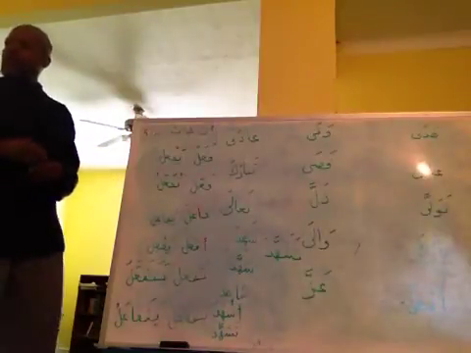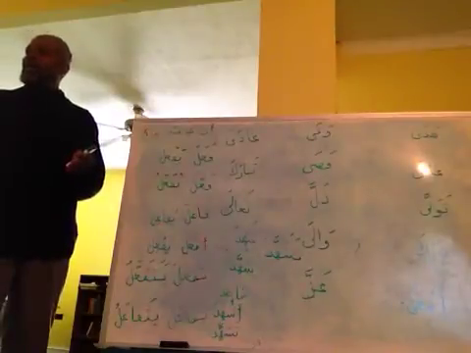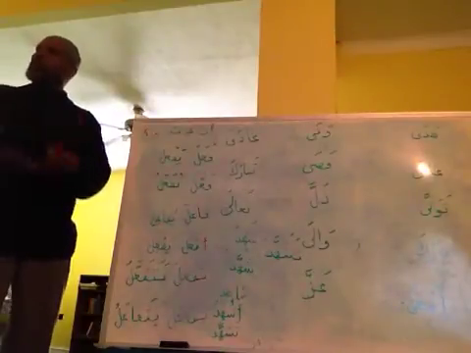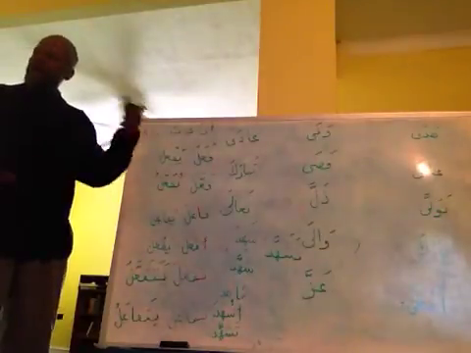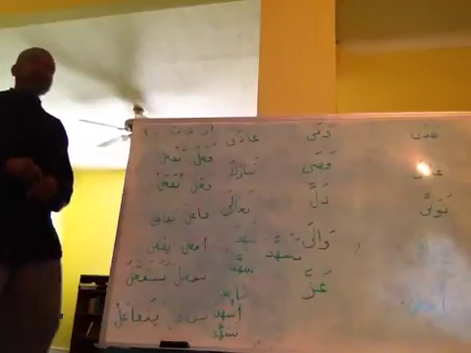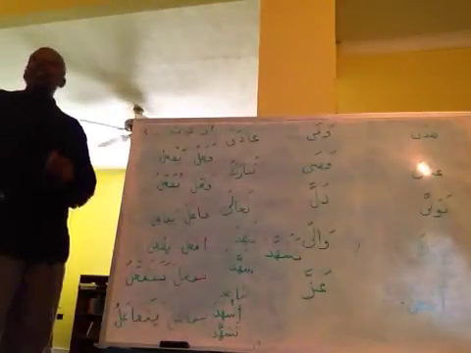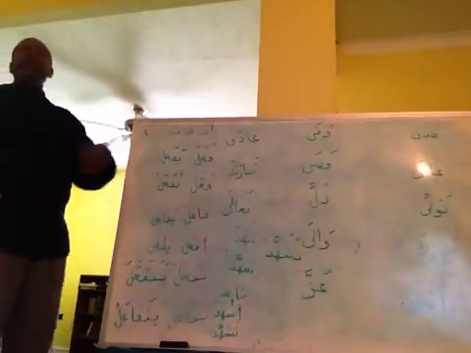The masdar is the noun. So it can be marfu, mansub, or majrur. That's the one where you always put the tanween. Right? Everybody got it? That's it. Any questions on 5 and 6? How to form 5 and 6?